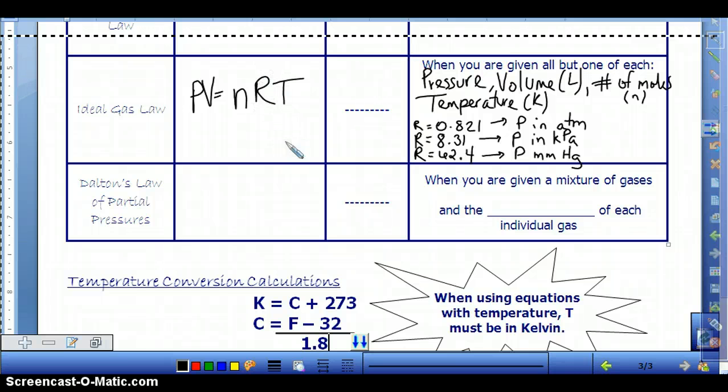Then it just becomes a matter of solving for one of your variables, just like you would in algebra. The last law is called Dalton's law of partial pressures, and it simply says that the total pressure of a mixture of gases is equal to the sum of all the partial pressures. So you simply add all your pressures up to get the total. And what you'd write in here is when you're given a mixture of gases and the partial pressure of each individual gas.